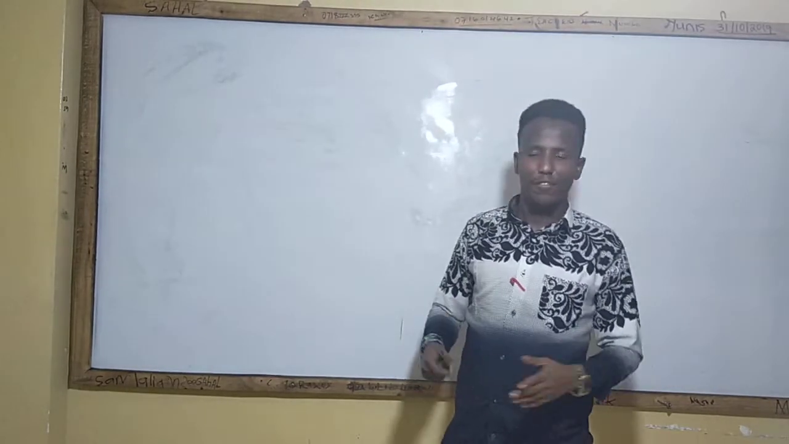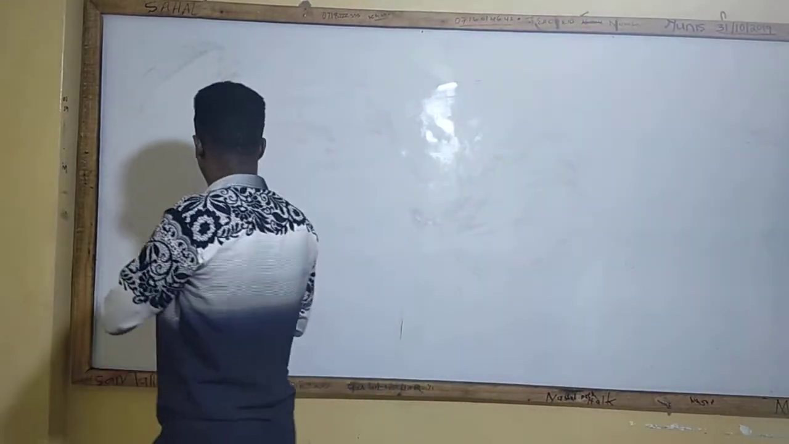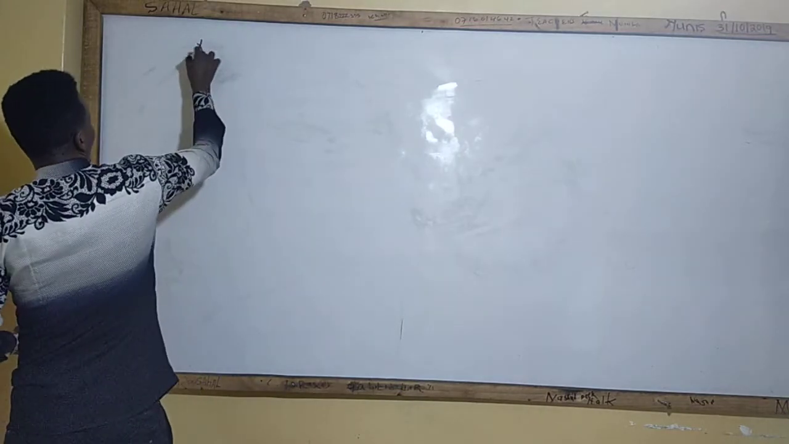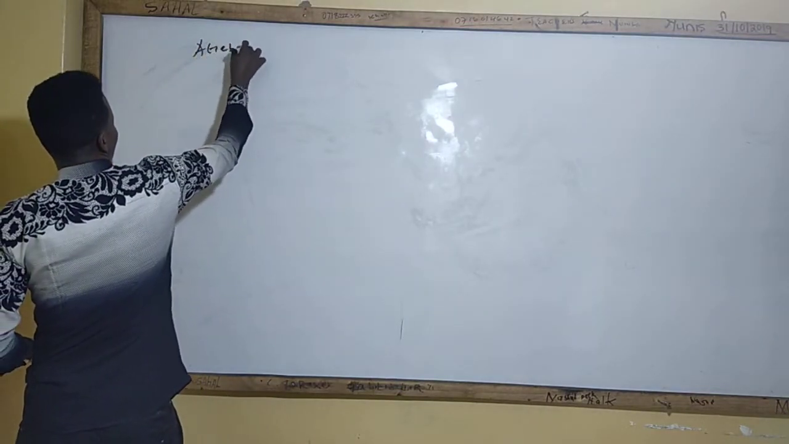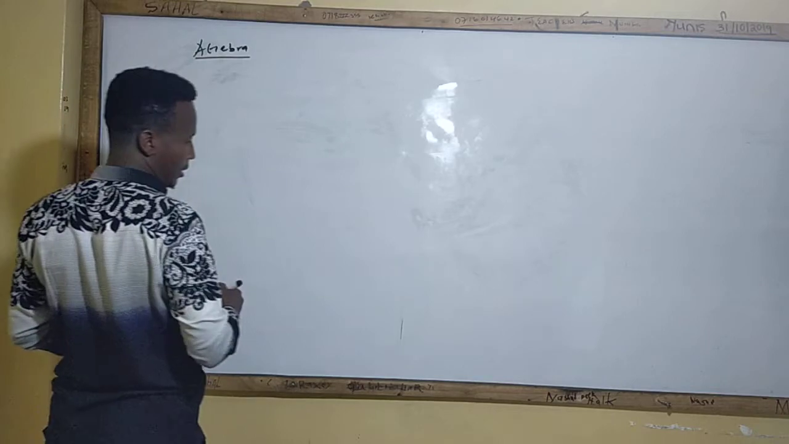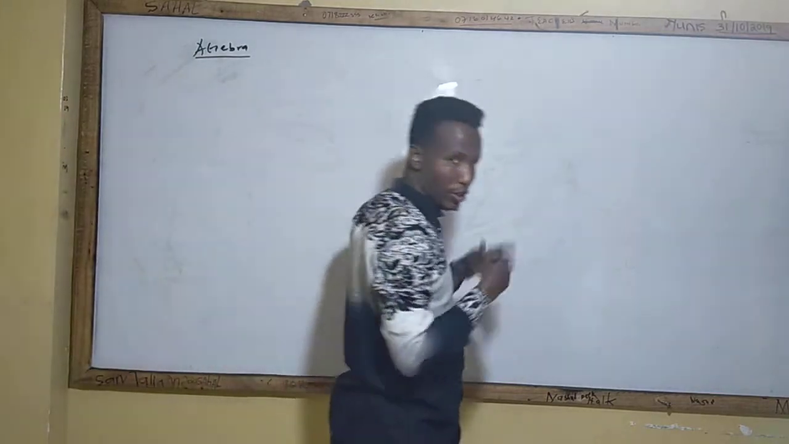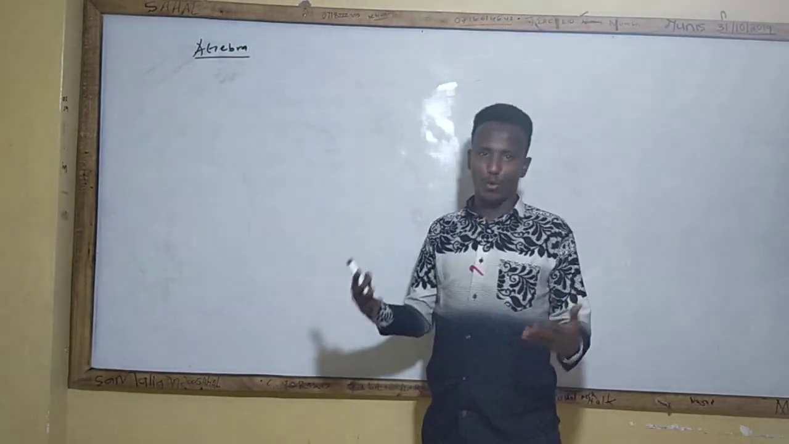This chapter is very, very easy, okay? I know you have a problem with it, but I will help you. We have algebra. This kind of mathematics originated from Egypt, which is one of the African countries.